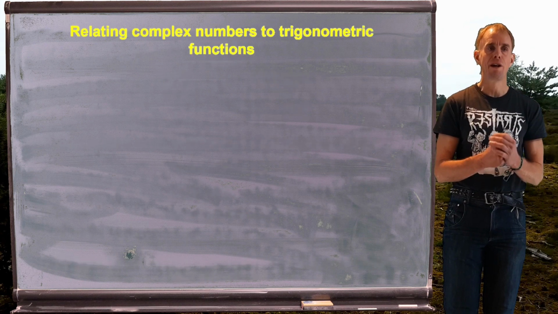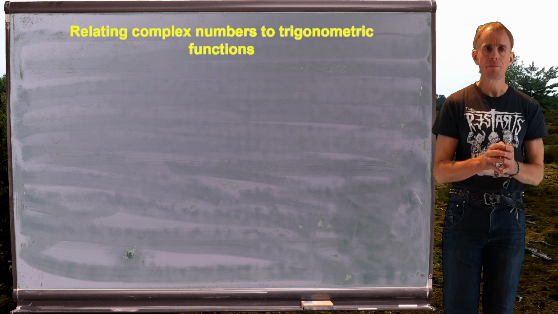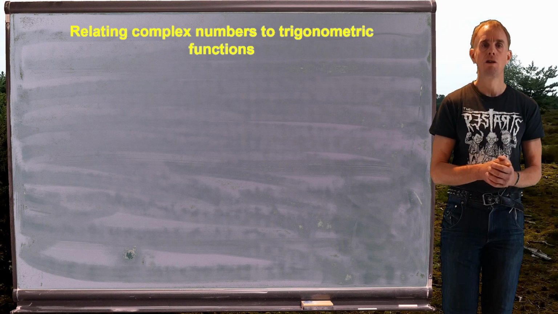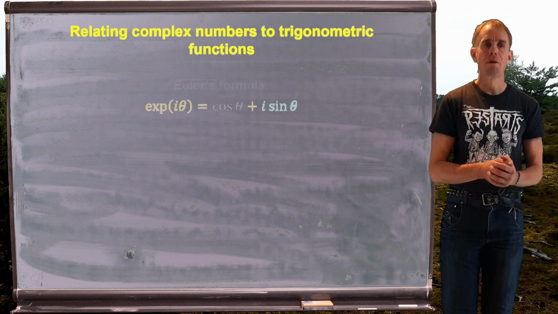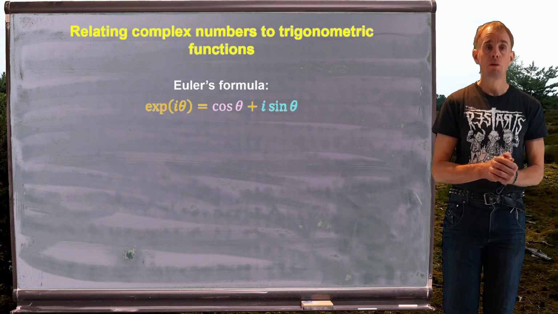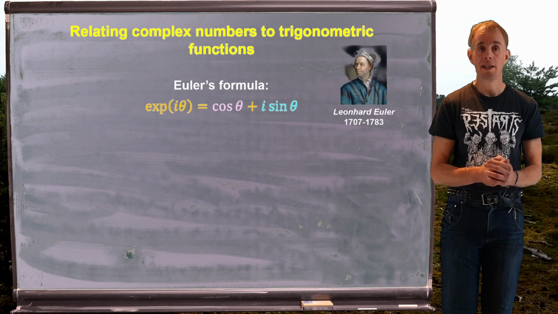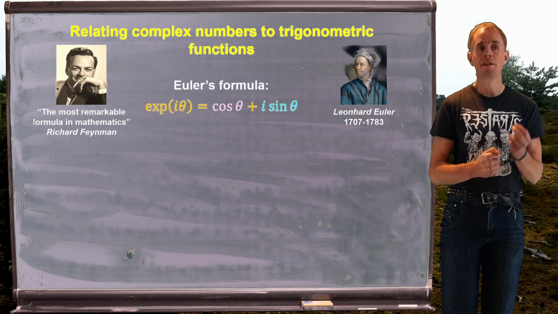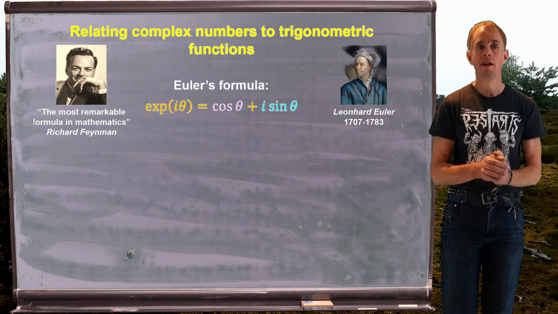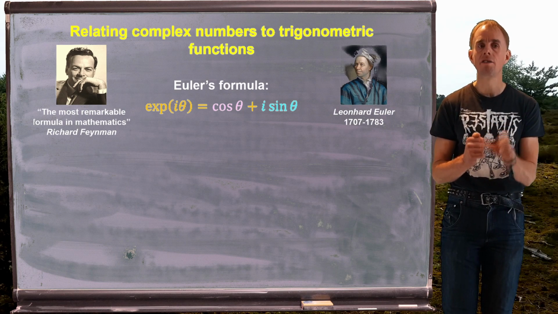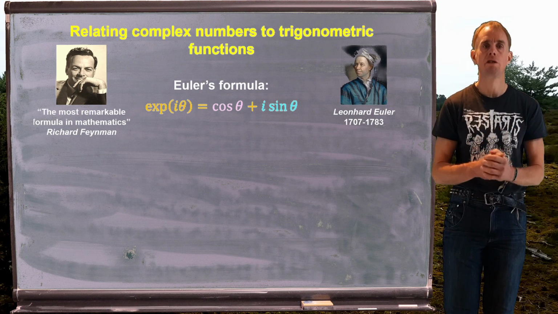Let's now look at a very, very important identity. And this allows us to do the phase analysis that we're going to do in later parts of this course. Now, Euler's formula is quite a remarkable piece of mathematics. It was dreamt up by a chap called Leonhard Euler in the 18th century. He was a Swiss polymath. And Richard Feynman, one of the most renowned physicists of the 20th century, said that Euler's formula is the most remarkable formula in mathematics. And it states thus: e to the i theta is equal to cos theta plus i sine theta, where we remember i is the square root of minus 1.